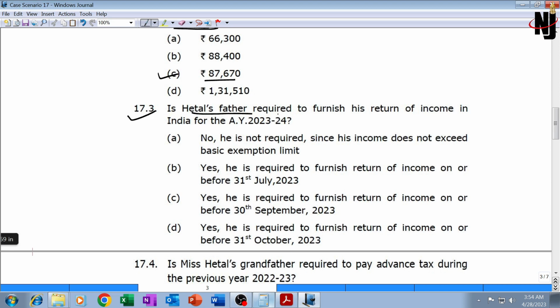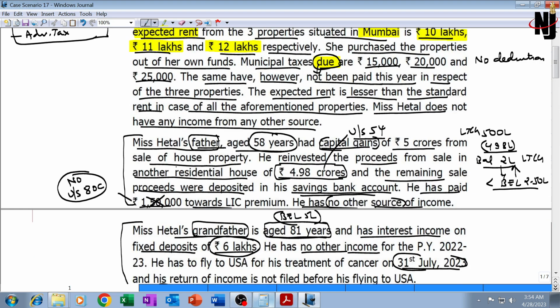17.3: Is Hethal's father required to furnish his return of income for the AY 23-24? What is the story of Hethal's father? Father is 58 years of age. He has got 5 crore of long-term capital gain. Out of that, 4 crore 98 lakh rupees is exempt under section 54. Taxable capital gain is 2 lakh, which is within the basic exemption limit. So tax will be 0. Agreed, tax will be 0.